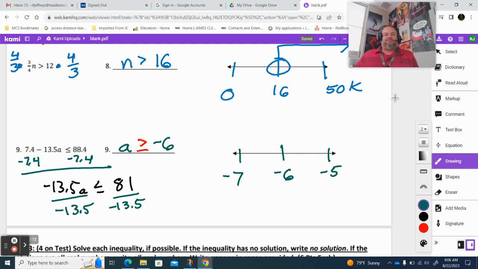All right, so who knows why that inequality symbol is in a different color than the rest of the problem? Because it flipped. Because we divided by a negative. All right, so what type of circle at -6? Close. And we go to the right.